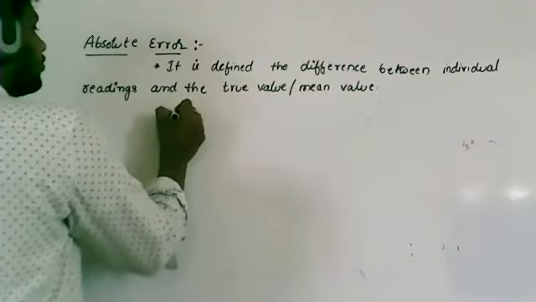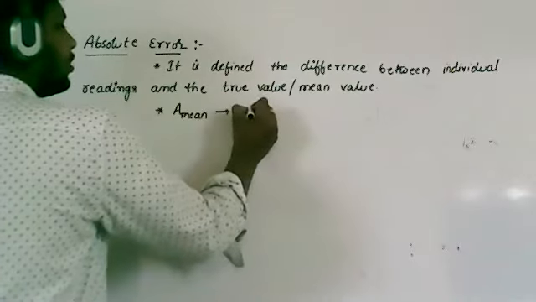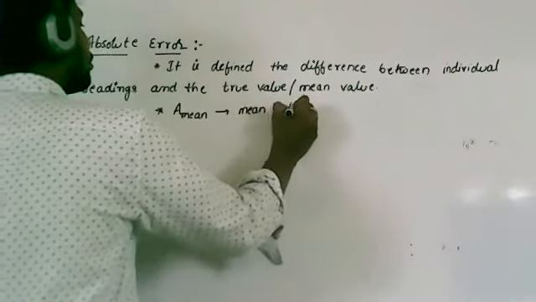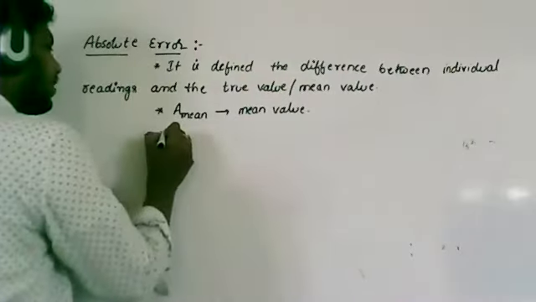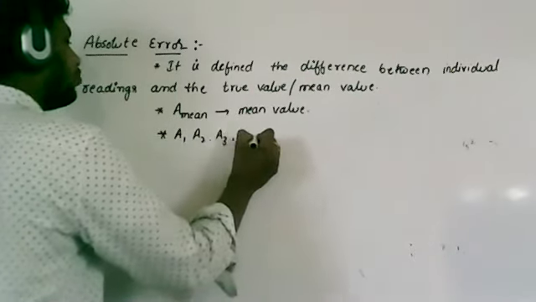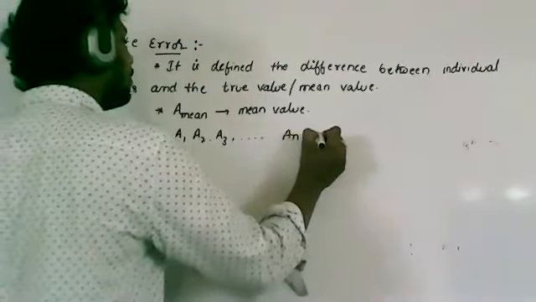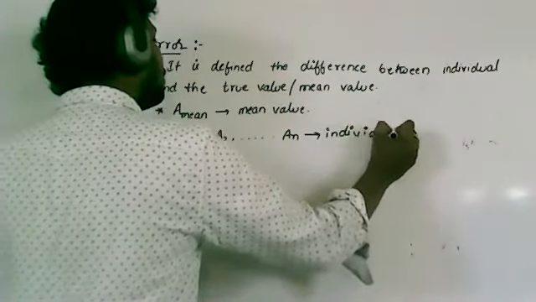We already discussed that the mean is the mean value, or you can take this as, for example, the best possible value. Now A1, A2, A3 and so on up to AN are what? Individual readings. Clear?